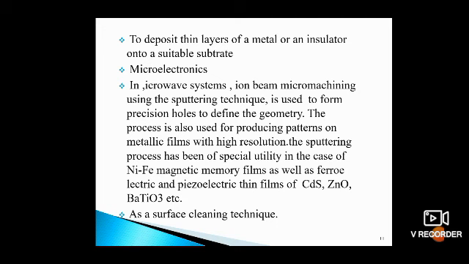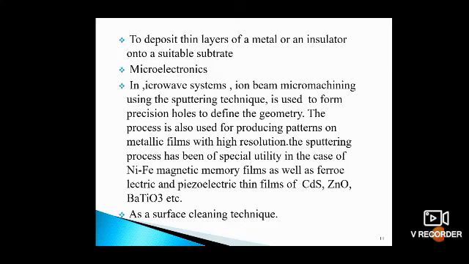And the next application comes in microwave systems. Ion beam micromachining using the sputtering technique is used to form precision holes to define the geometry. The process is also used for producing patterns on the metallic films with high resolution. The sputtering process has been of special utility in the case of NiFe magnetic memory film, as well as ferroelectric and piezoelectric thin films of CdS, ZnO and PbTiO3, etc.